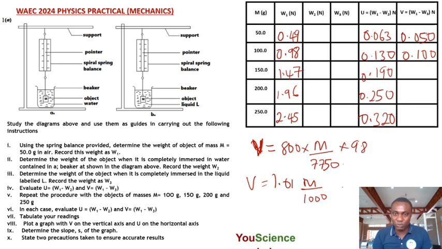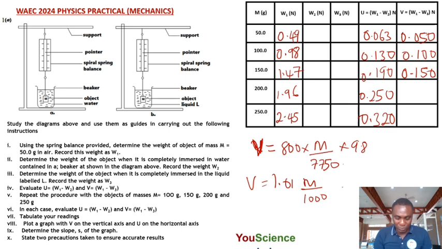So the next one is going to be, I'm going to replace the mass by 150 now. So I'm going to have 1.01 times 150 divided by 1000. That's going to give me 0.150. What I had was 0.151. I'm just removing the one for better accuracy, for better presentation.